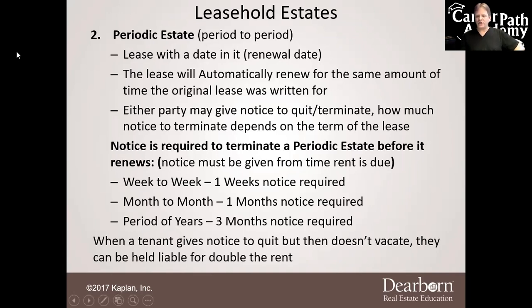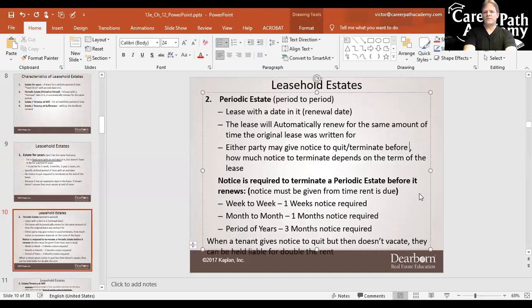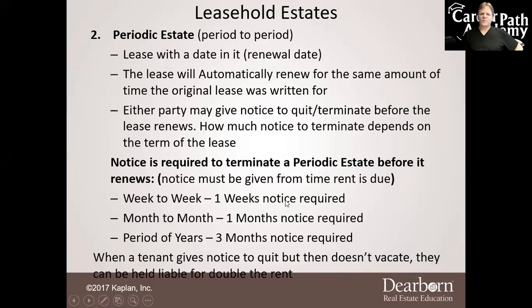It'll automatically renew unless the tenant gives notice to quit. That lease will automatically renew. Either party may give notice to quit, to terminate. How much notice to terminate would depend on the term of the lease. Either party may give notice to quit or to terminate before the lease renews. How much notice to terminate depends on the term of the lease. So if it's week to week, 1 week's notice is required. Month to month, 1 month's notice. If it's a period of years, 3 months notice is required.